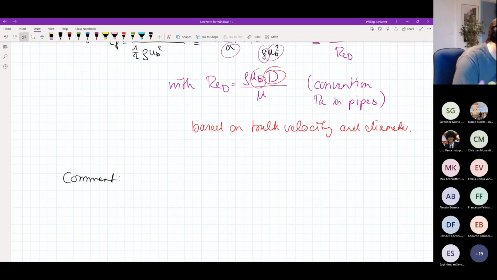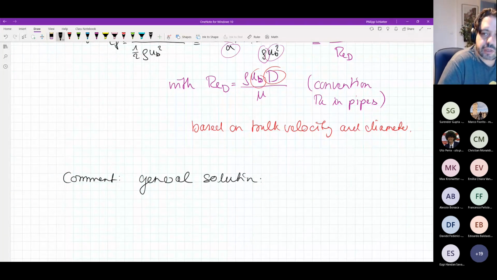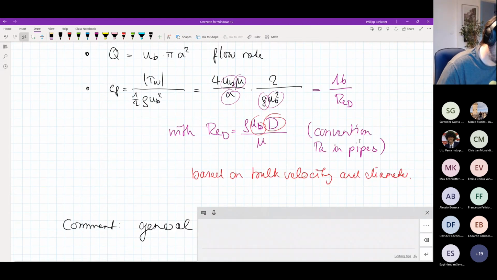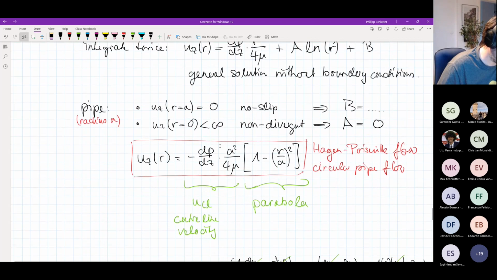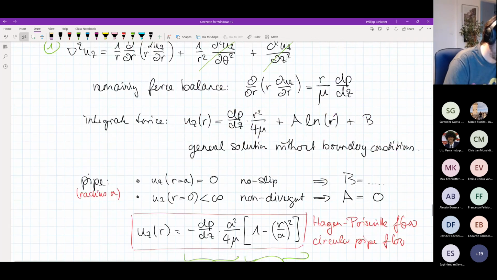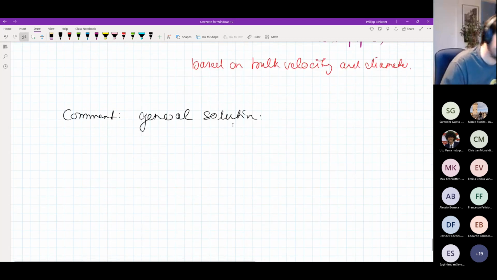One last comment is that the general solution, as we have looked at, essentially has three different parts. If you go to the general solution up here, we have a parabolic part, we have this logarithmic part, and then we have this constant. So the general solution of uz as a function of r looks like this.